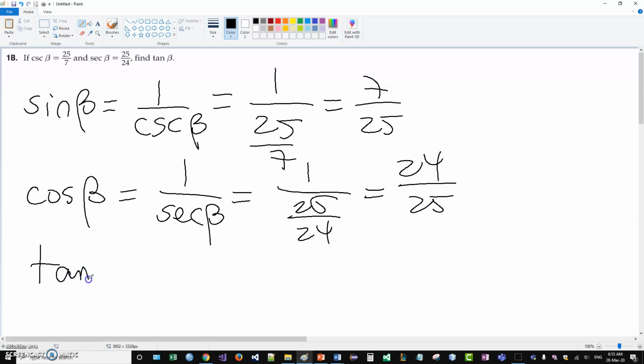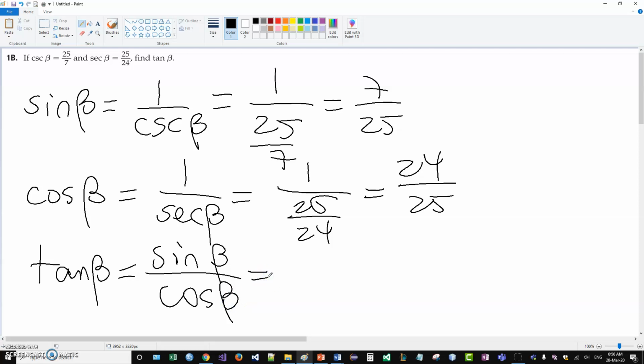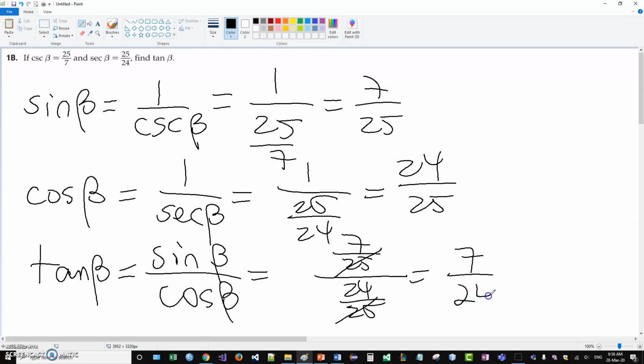Now, tangent beta equals sine beta over cosine beta. Sine beta is 7 over 25, over cosine beta, which is 24 over 25. The 25s cancel, so it's 7 over 24. Pause the video and try to do this yourself.